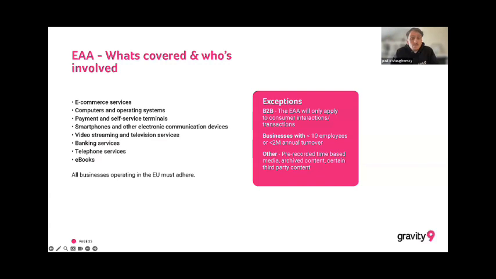B2B. I do think that this will probably prove to be a little bit tricky in the future, because obviously there are and will be people working in companies who have a disability. So I guess there will probably be some sort of update or amendment to it in the future. I don't know, but that one is a bit blurry, I'd say. Next up, we have businesses that are below 10 employees or below 2 million euro in revenue, and then finally, pre-recorded content, time-based media, and archive content, as well as certain other third-party media content.